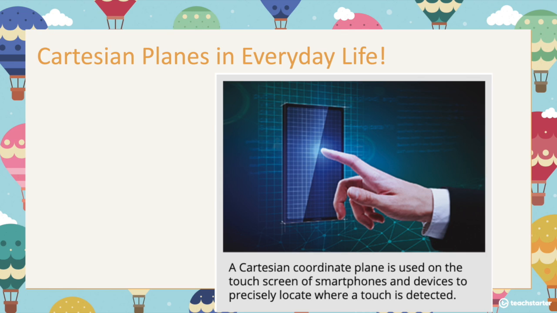Cartesian planes in everyday life. A Cartesian coordinate plane is used underneath the touchscreen of most smartphones or any smart device to help the device figure out the precise location where we touch.